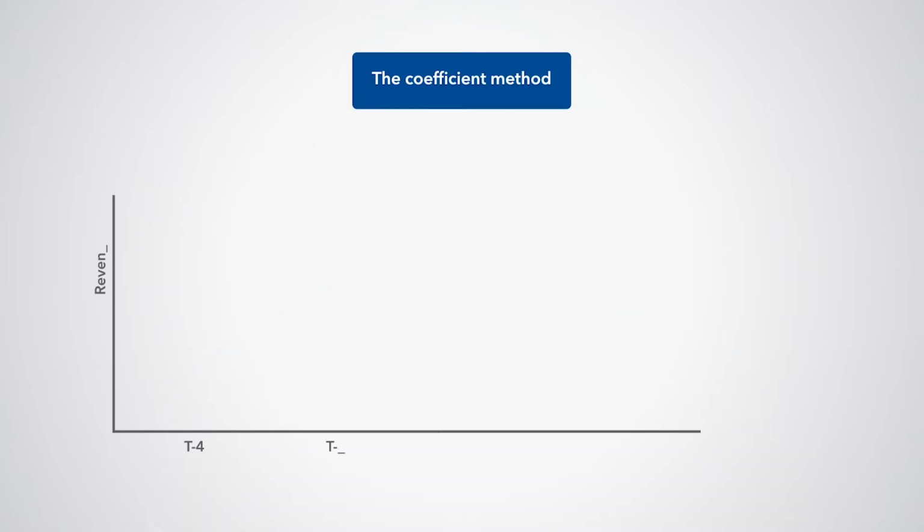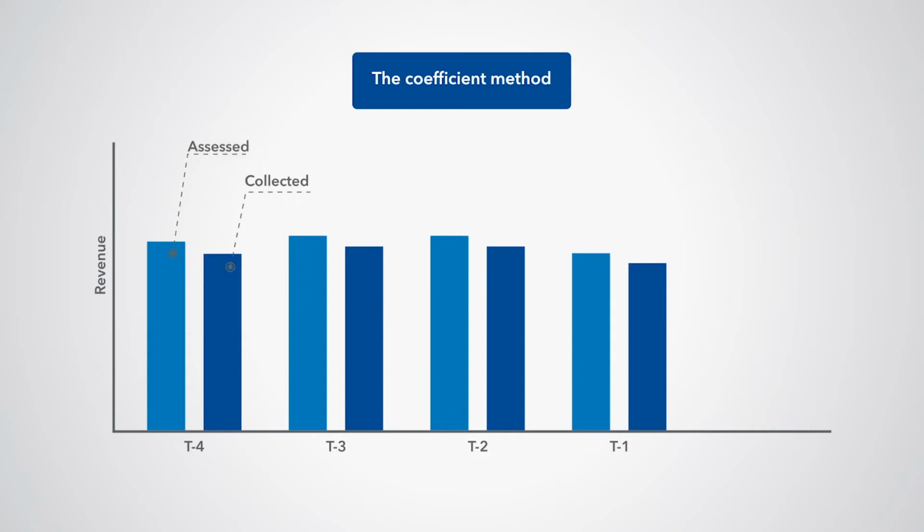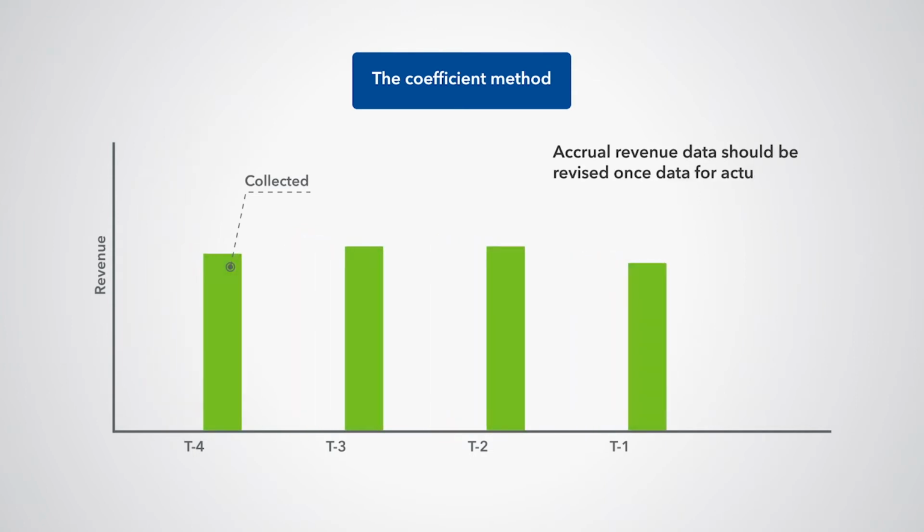Obviously, we will not know the actual coefficient until after a few years, namely when all the payments relating to the respective year have been received. So, for provisional and often even for final GFS estimates, the coefficient must be estimated based on historical information. The calculation can be based on average results for several years. The coefficient will need to be revised regularly to reflect changes in tax collection methods or other circumstances. In addition, the accrual revenue data should be revised once data for actual receipts has become available.